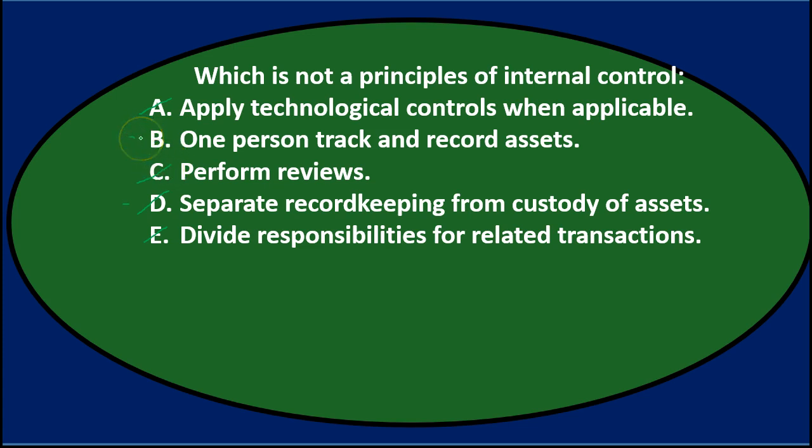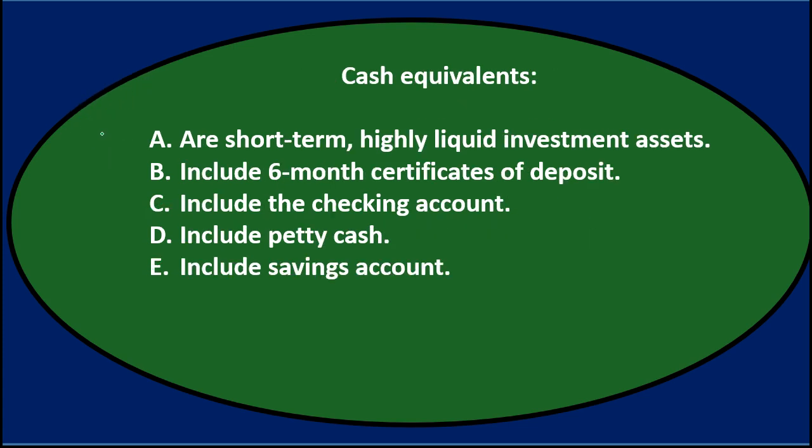So at the very least, it isn't an objective of internal control to have one person track and record assets, whereas it is an objective to separate certain activities, especially custody of the assets versus the recording. So the answer, which is not a principle of internal controls? B, one person track and record assets.